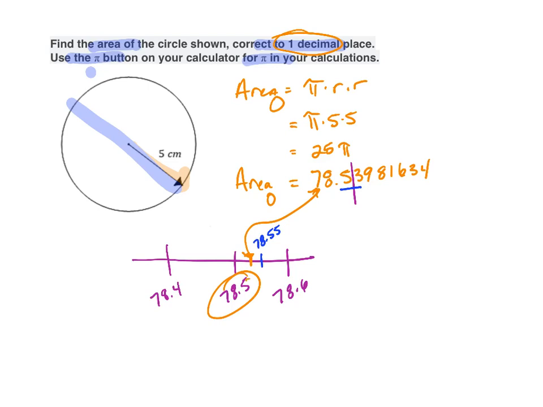This is what we mean by rounding down. We say that's 78.5 centimeters squared, because it's area. We're talking about how many square pieces.